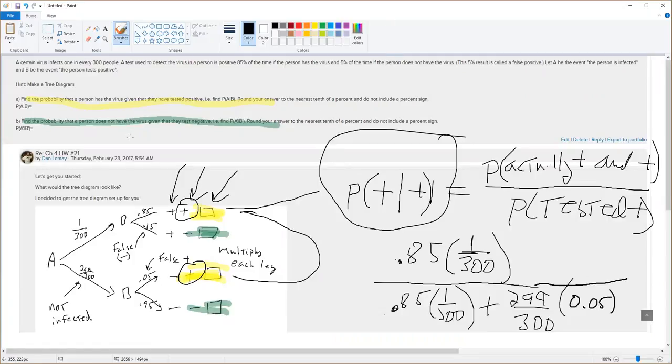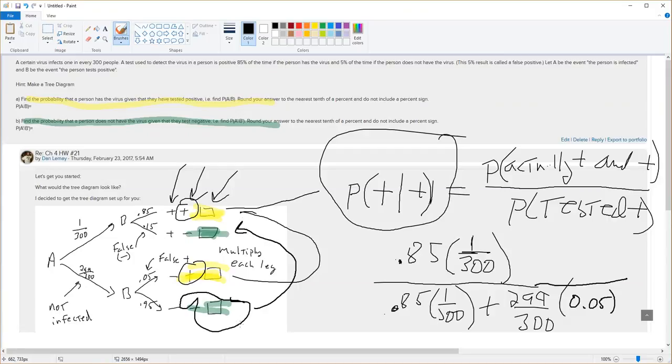And then what's the probability that somebody does not have the virus given that they tested negative? So we're looking for this number. This value down here will be they tested negative and they are negative. So it'll just be this number divided by the sum of these two numbers. And that should be the right answer.